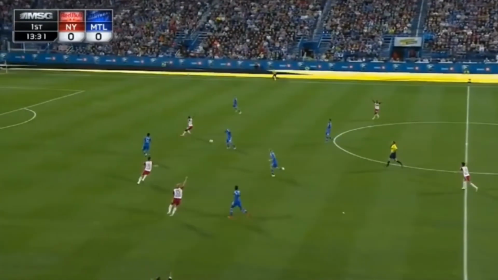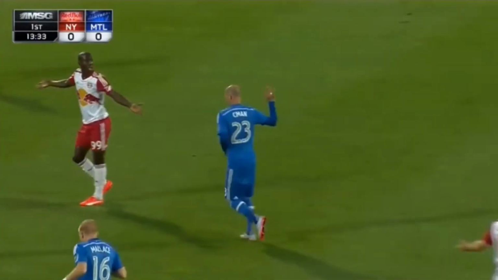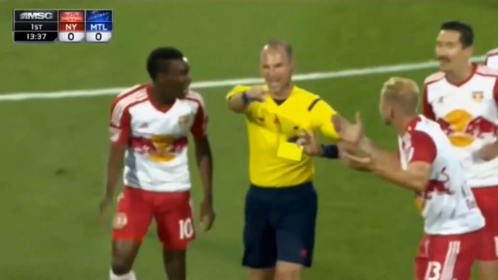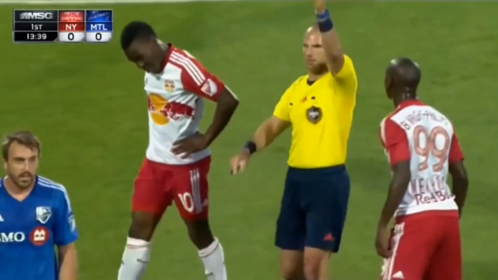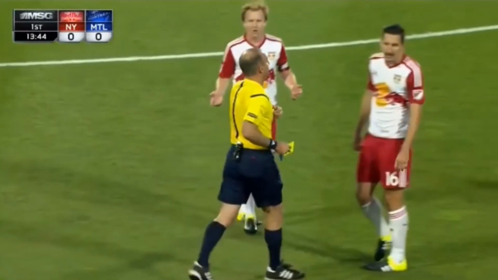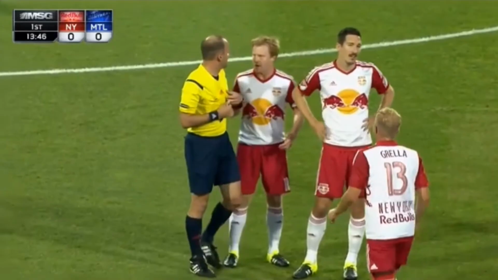The second reason for a caution is unsporting behavior. This reason is going to account for around 90% of all the yellow cards you will see. Unsporting behavior is anything which the referee deems to be worthy of a caution, but does not fall under any of the other categories. For example, stopping a promising attack would be characterized as unsporting behavior.